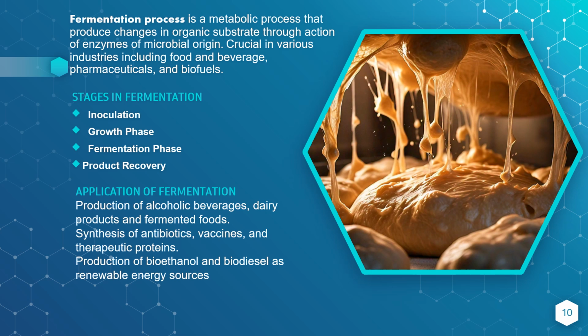The fermentation phase within the fermentation process specifically refers to the period during which microorganisms utilize substrates to produce desired products under controlled conditions. Microorganisms produce the desired product as a result of their metabolic activities. For example, yeast can ferment sugars into ethanol and carbon dioxide during alcoholic fermentation.